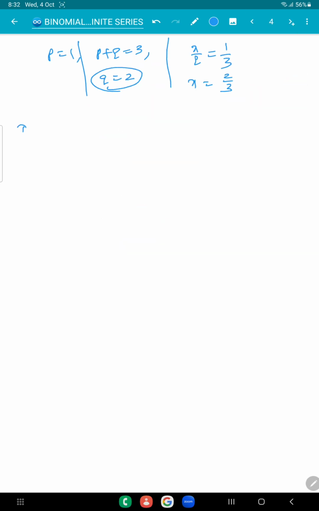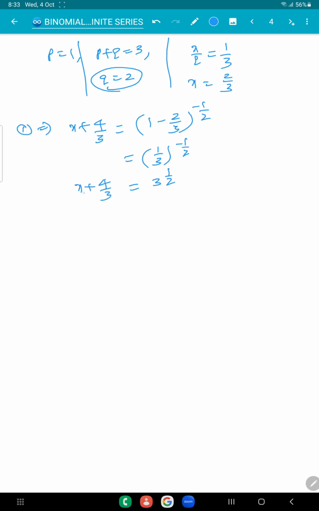Therefore, x plus 4/3 is equal to (1 minus x) to the power minus p/q, which is (1 minus 2/3) to the power minus 3/2, that is (1/3) to the power minus 3/2, so 3 power 3 by 2... Understood? So this is x plus 4 by 3. To remove the root, squaring on both sides, what will you have? (x plus 4/3) whole squared is equal to 3.